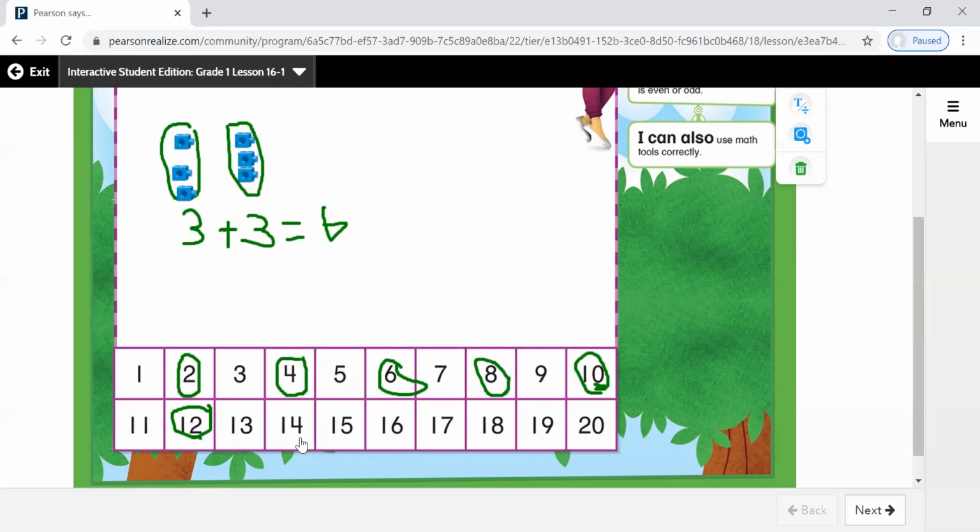14. What's the ones digit here? 1 or 4? 4. And I know that 4 is even number. So 14 also is even number. 16 also is even number. 18 also even number. Here the ones in 20 is 0 like 10. And we said that 0 is even number.